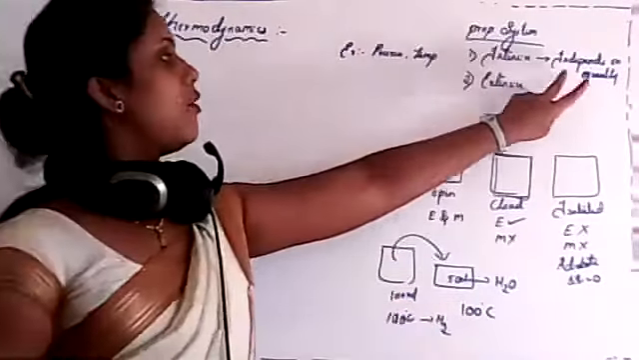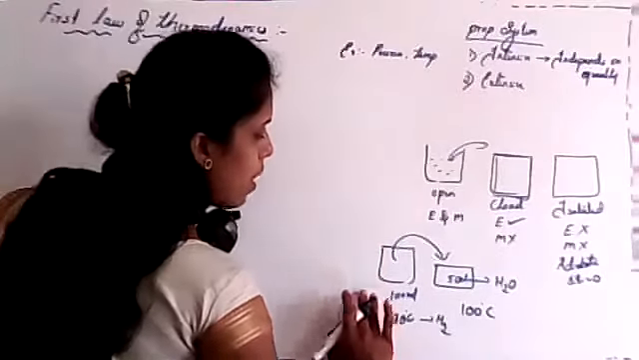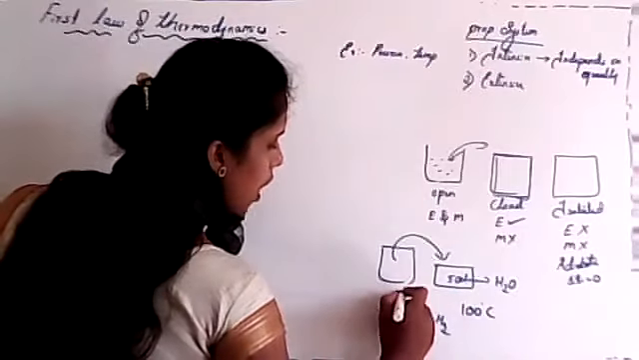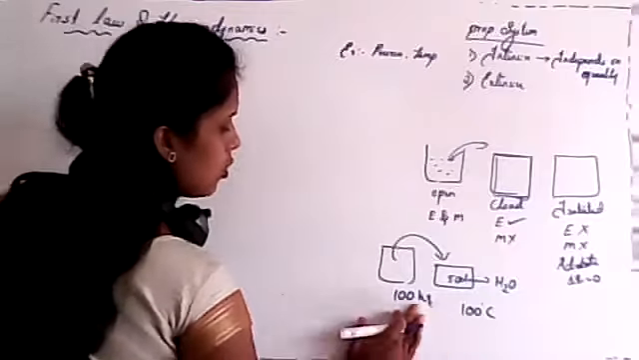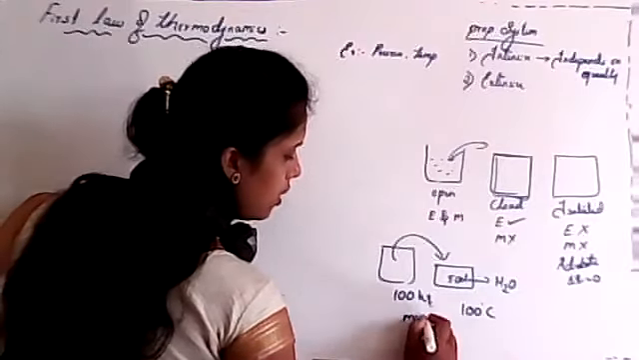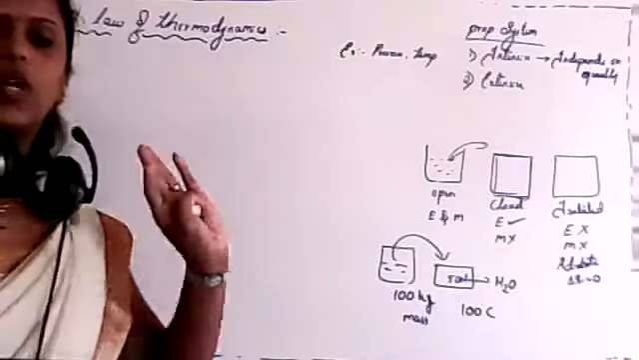That means it will never depend on the quantity. Clear? So now I'll consider a simple example. Consider 100 kg of a substance. That is nothing but mass, isn't it? 100 kg of any substance, I'll consider sugar or whatever it is.